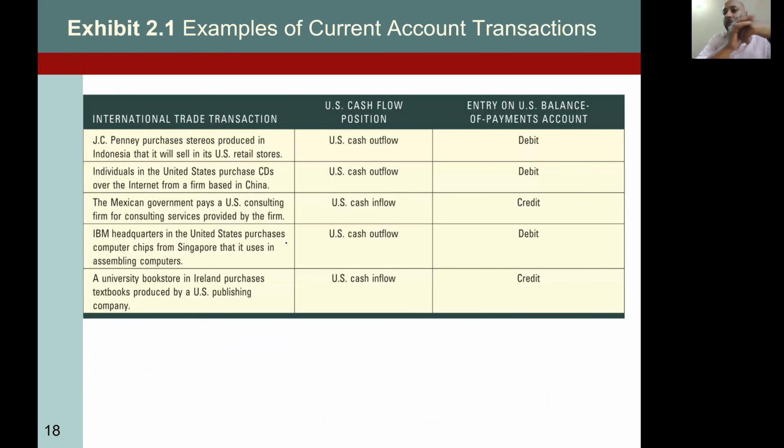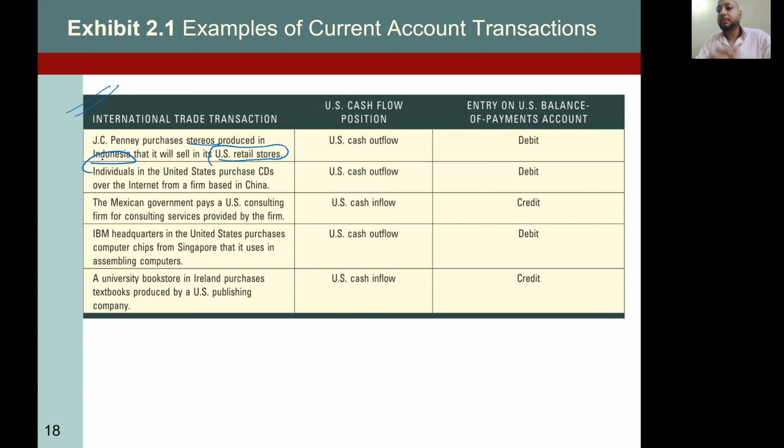Let's talk about examples. So, examples of current account transactions. Remember we talked about this being country to country, right? Number one is international trade transactions, for example, JC Penney purchases a stereo produced in Indonesia that it will sell in its US retail store. So what will happen? This JC Penney purchased the stereo produced in Indonesia, and they will sell it in the US retail store.